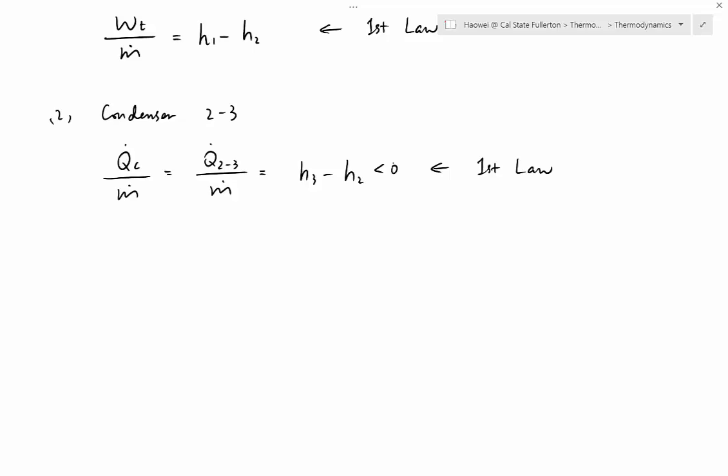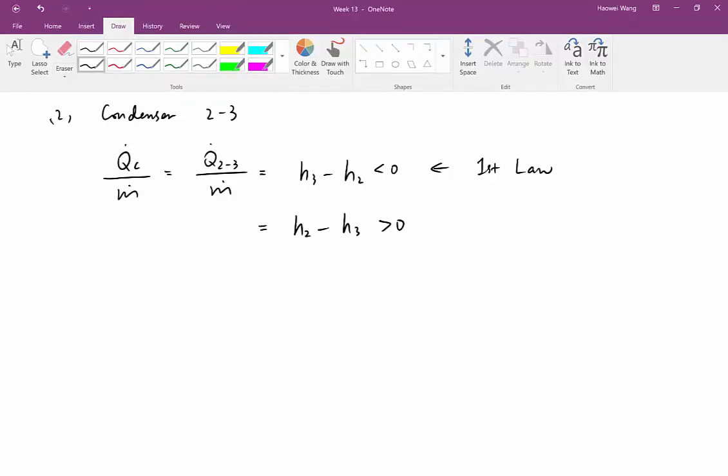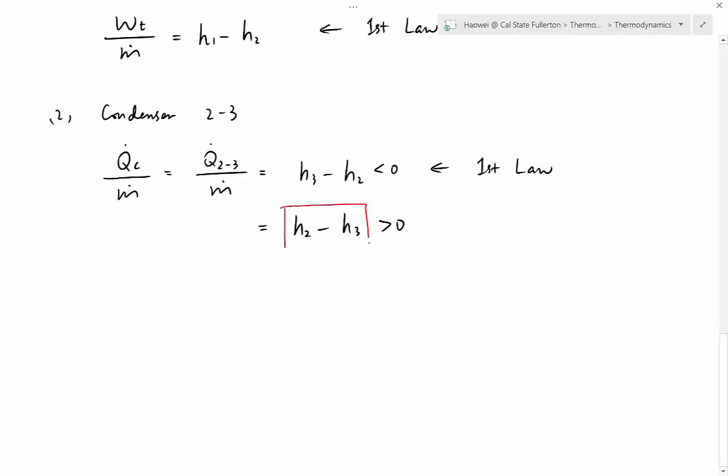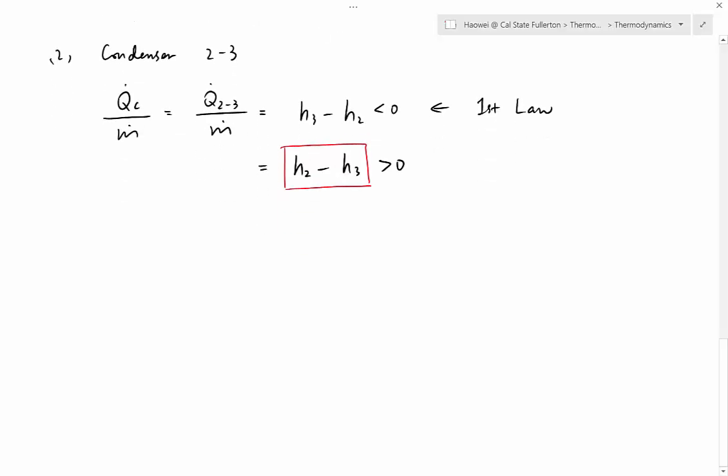Okay. However, moving on from here, we always prefer to use a positive solution for every heat transfer or work. And we just keep in mind what is the direction of heat transfer or work. So in order for us to have a positive solution, what do we do? We just simply switch them, H2 minus H3, and that will give us a positive solution. And that is the one we actually use from now on. Okay, H2 minus H3. Okay, so after 2 to 3, we go to 3 to 4, which is the pump.